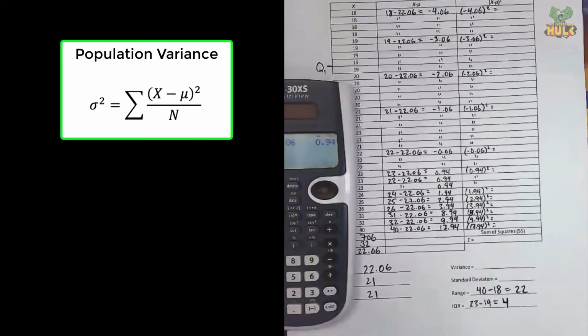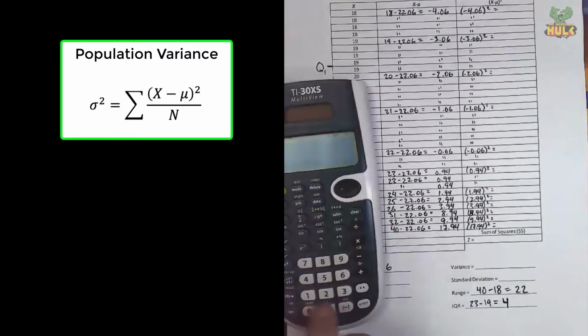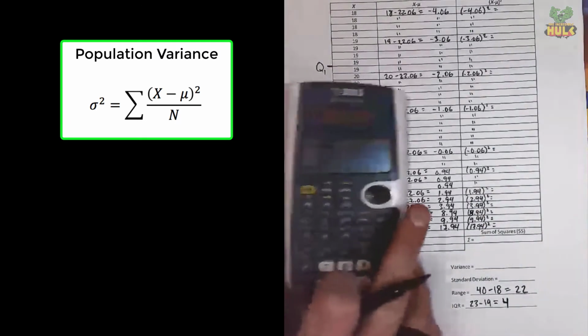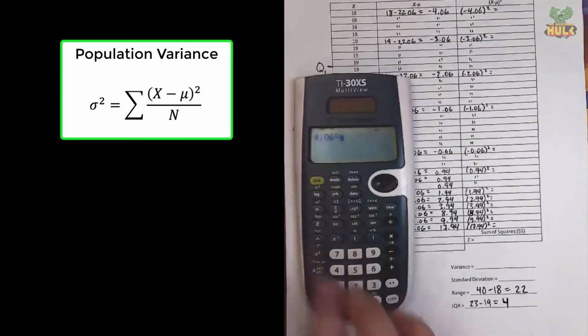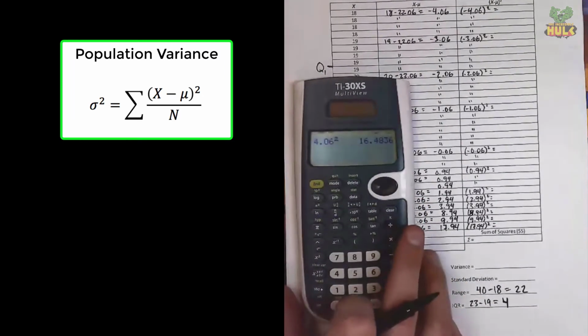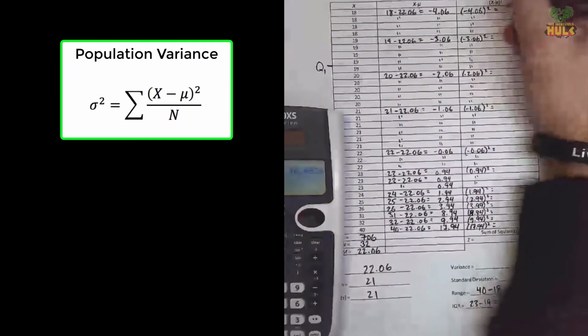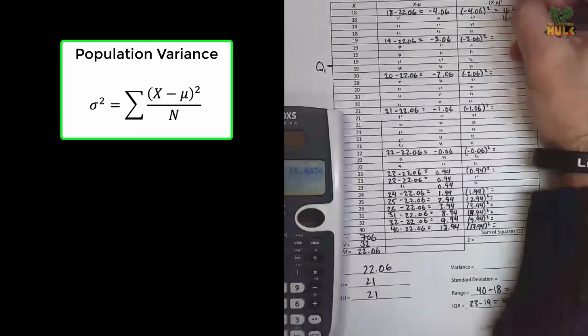All right, now we got to square them all, right? So, like I said, it's going to be positive, so you don't even have to enter the negative if you don't want to. Square that, hit enter, and we get 16.4836. Remember, two decimals, so we will just simply write down 16.48, and I'll write it in all these places just to make sure we got it.